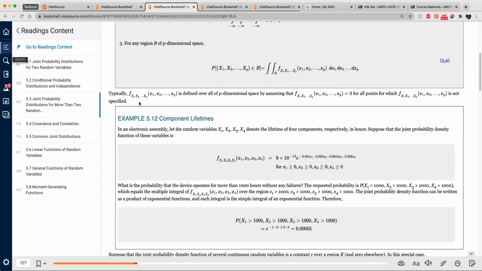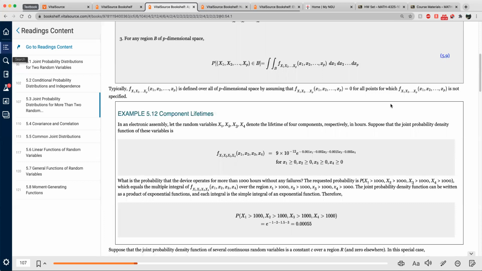Think about this. When we studied the joint PDF with two random variables, the joint PDF was 0 outside the domain which defines the function, right? So similarly, we assume that the joint PDF with p random variables equals 0 outside of the domain. In this case, the domain is not just a region in two-dimensional space. It's a certain region in p-dimensional space, kind of a hyperspace. Outside the domain, the joint PDF is going to be 0. That's what we assume.